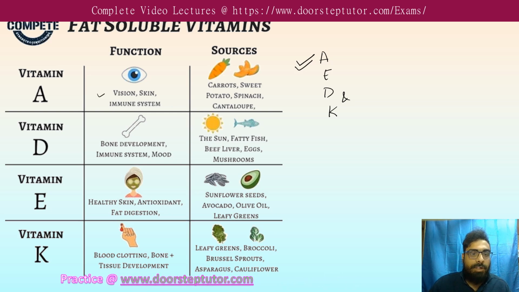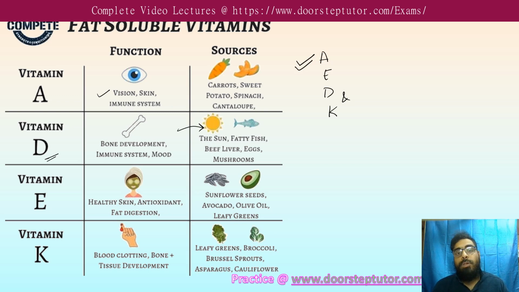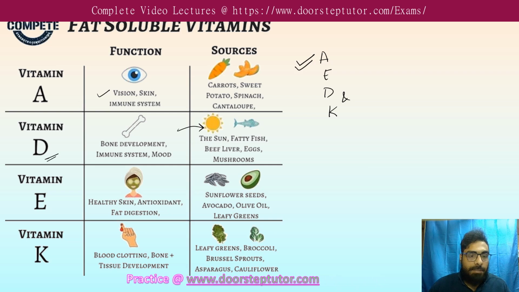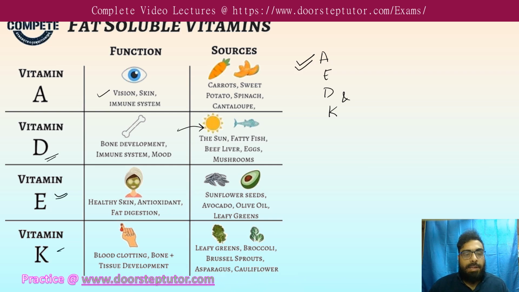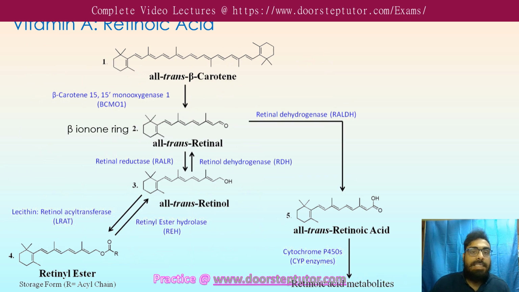In vision, skin, and immune systems, all these functions are performed by vitamin A. Then for bone development, vitamin D is also very important, because vitamin D is developed with the help of UV rays from the sun. Then vitamin E and vitamin K. Vitamin E, we will see, is a very important antioxidant, and vitamin K is involved in blood clotting. So let's start our discussion with vitamin A, that is retinoic acid.